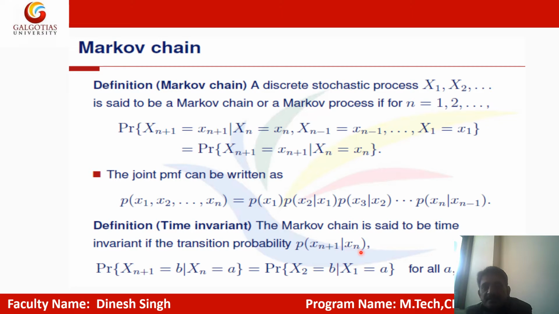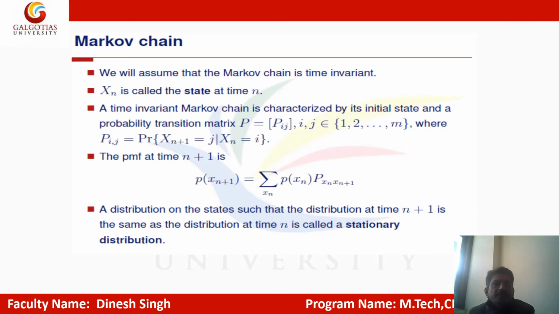The Markov chain is said to be time invariant if the transition probability of X of n plus 1 depends only on the previous state. So if X of n is equal to a, then X of n plus 1 will be b, for all values of a. We will assume that the Markov chain is time invariant. Xn is called the state at time n.